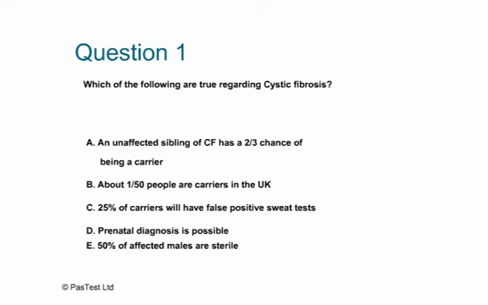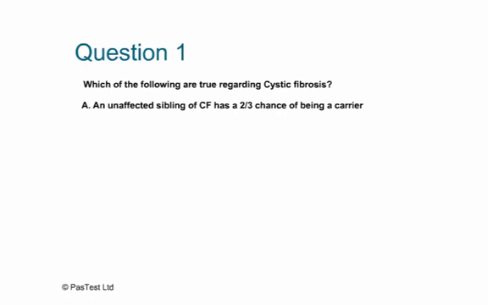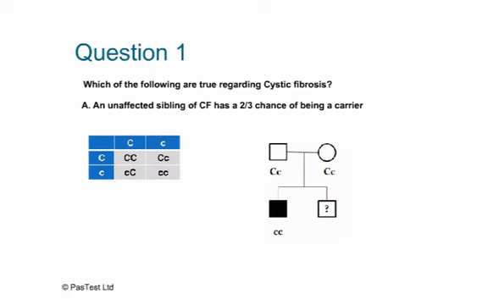So let's look at the first one, which is specifically about a risk calculation. Now, is this true or false? An unaffected sibling of a CF child has a 2/3 chance of being a carrier. Well, let's think about what's going on in the family tree. Here's the family tree we're talking about. A child has CF, and they have an unaffected sibling.